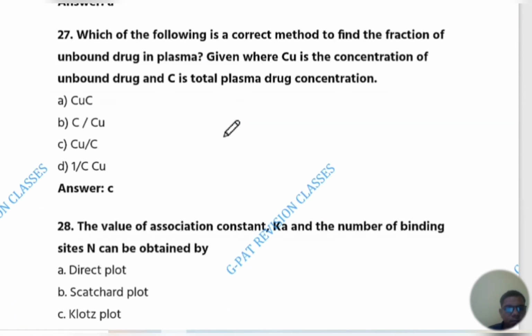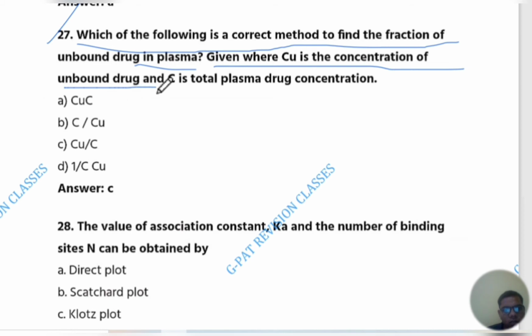Question number 27. Which of the following is a correct method to find the fraction of unbound drug in plasma, where Cu is the concentration of unbound drug and C is the total plasma drug concentration? The answer is Cu per C. The answer is C. C is the total plasma concentration and Cu is the concentration of unbound drug.